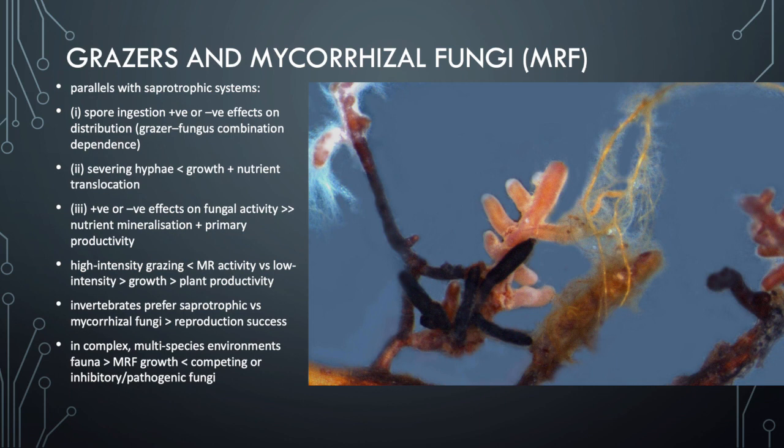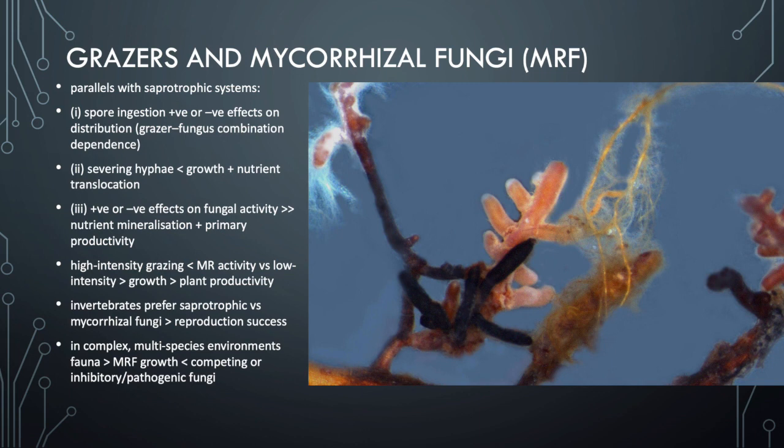We also have to look at the relationship between grazers and mycorrhizal fungi. This relationship is parallel with that of saprotrophic systems, in that spore ingestion can either have a positive or negative effect on the distribution of the fungal species. So this depends on the grazer-fungal combination that occurs.